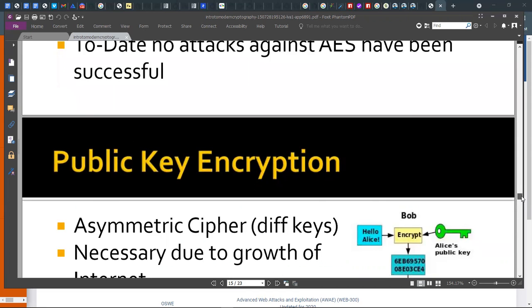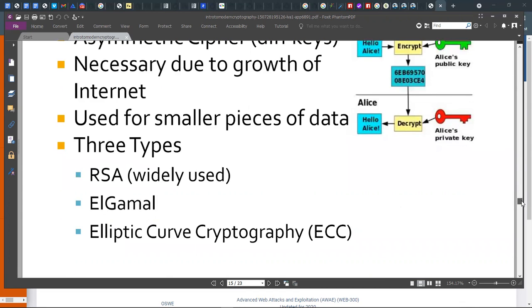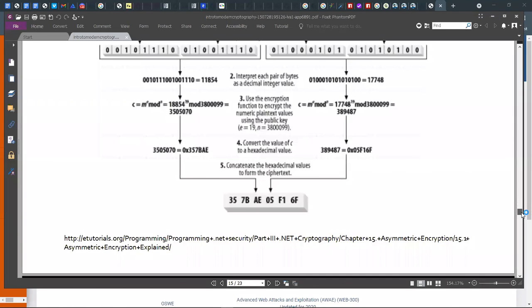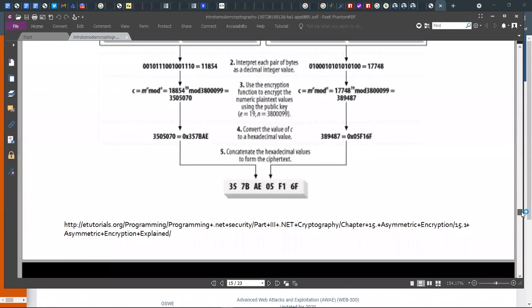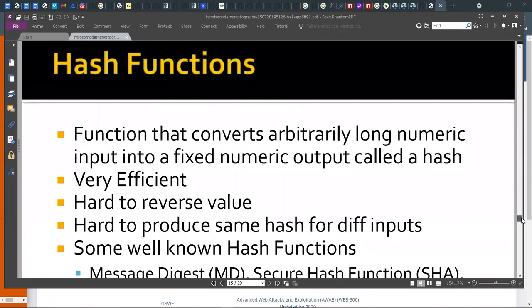This is public key encryption, asymmetric key cryptography. So we saw how it works, and it was explained in more detail. And then we talked about the hash function.